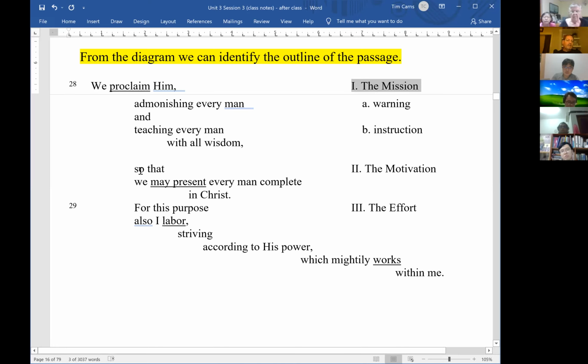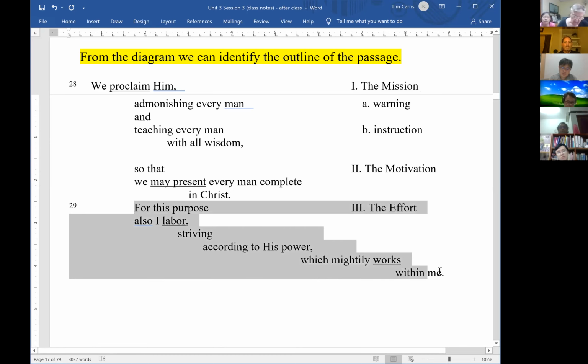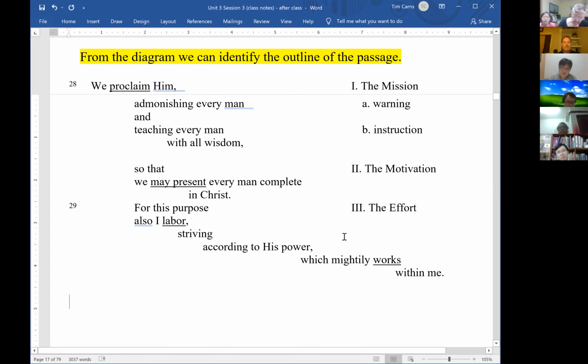And then what I did is, we have the "so that we may present." That's his motivation. That's why we proclaim him. So that we may present every man complete in Christ. And then the third point I separated out from the next dependent clause, which focuses on his labor and the effort. And so technically, we proclaim him, that is the main idea.